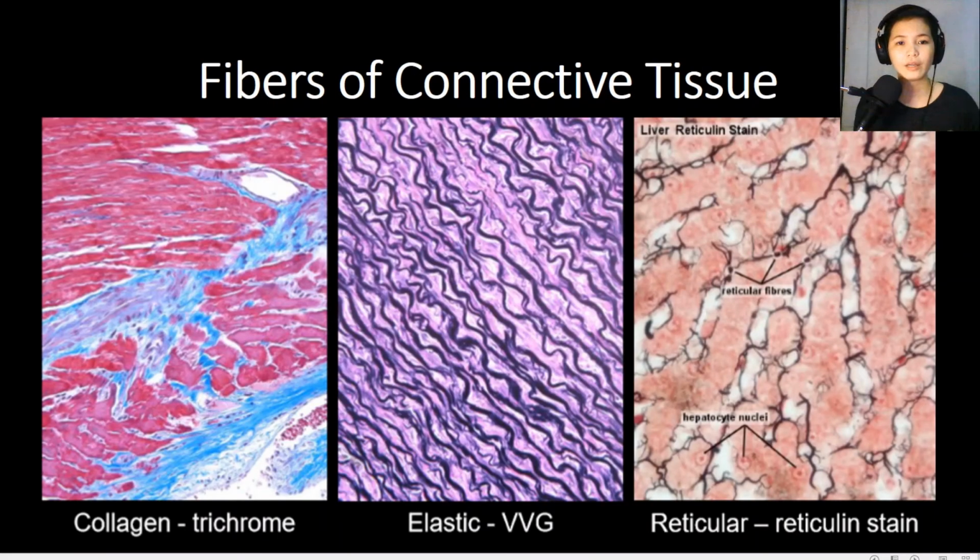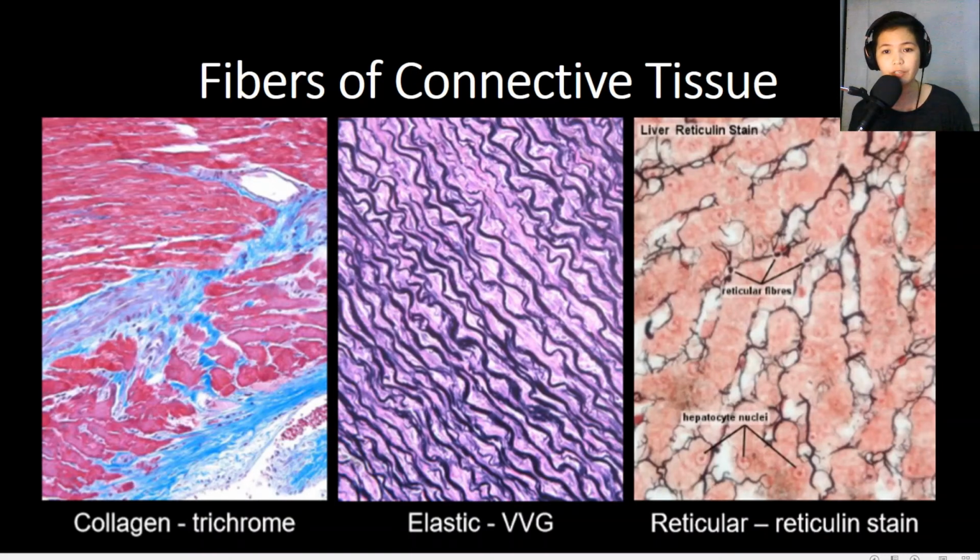Now let's move on. Let's talk about the different fibers of the connective tissue. So there are three types. The first one is the collagen fibers, which is present in all connective tissue. It is acidophilic in nature, or if you're going to stain it, it is colored pink. But in our picture here, the collagen fibers are in blue color because they were stained with Masson's trichrome technique.